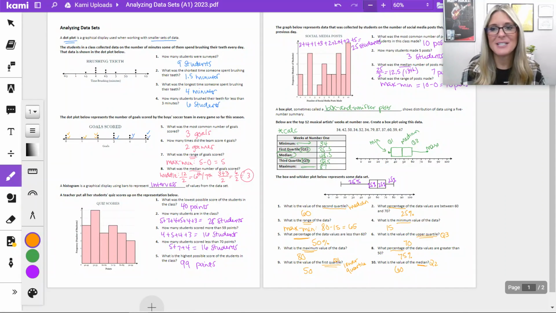So mostly review today, you definitely looked at dot plots, histograms, box plots in earlier grades and earlier content. So we're just interpreting and analyzing these data sets. We're going to continue working with these in our next lesson.